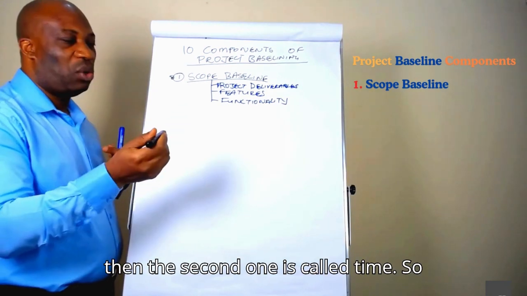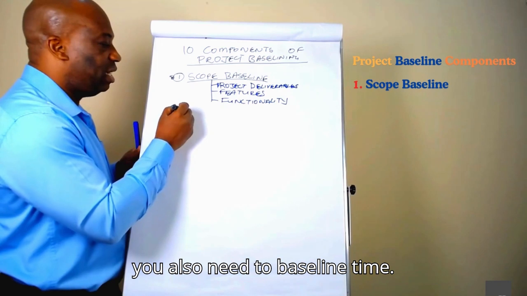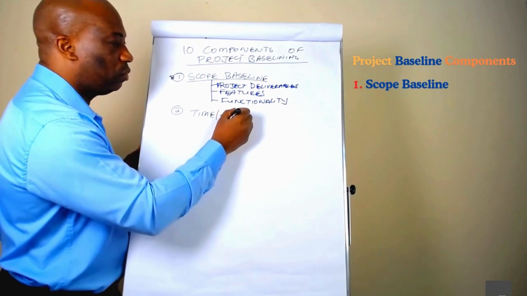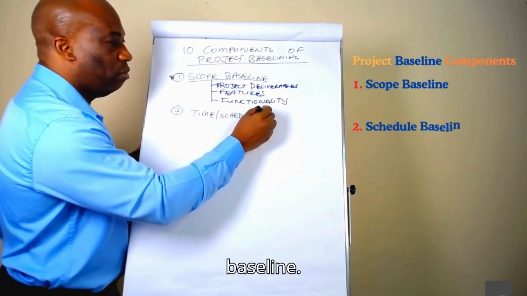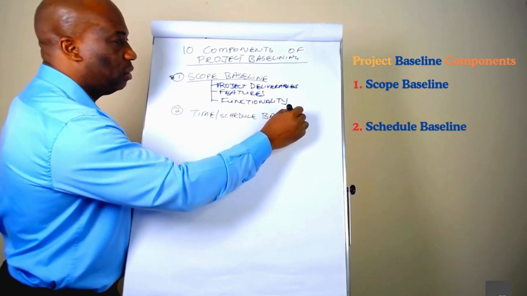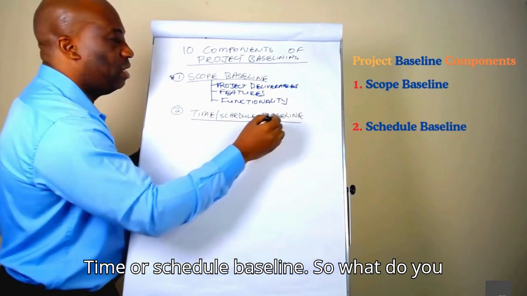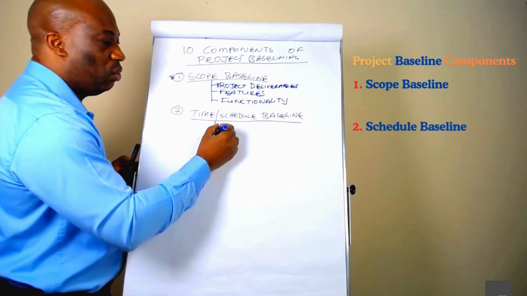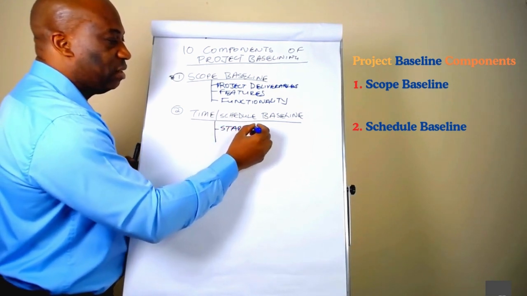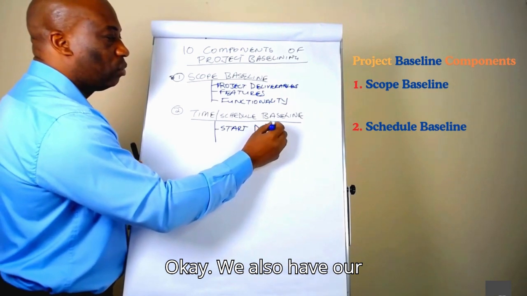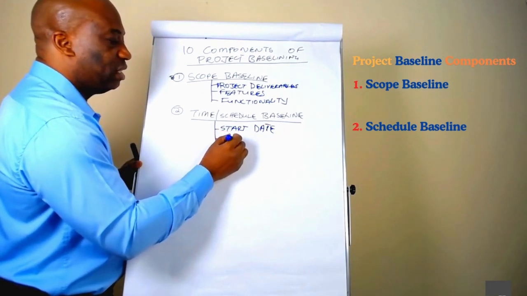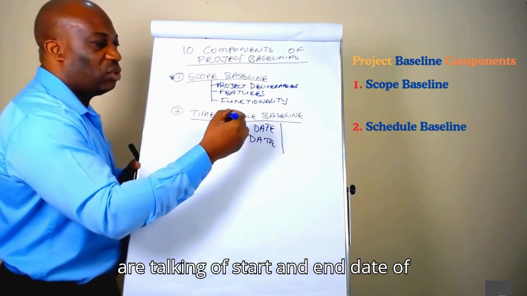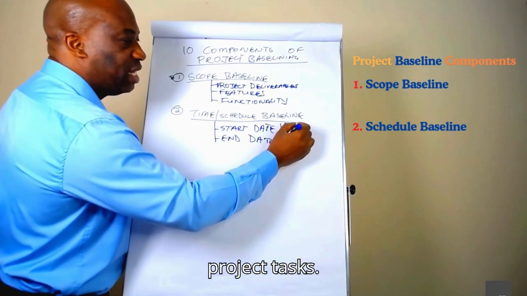Then the second one is called time. So you also need to baseline time. So we have a time or schedule baseline. So what do we mean by this? We are talking about the start date on the schedule. We have our start date. Okay. We also have our end date. So what are we talking about? We are talking of start and end dates of project tasks.